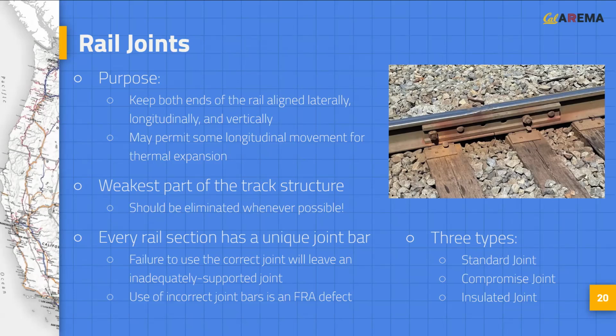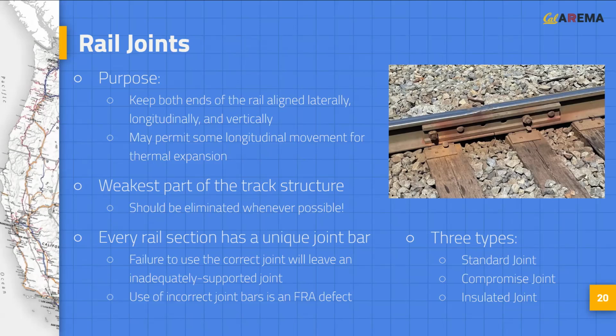The joint is considered the weakest part of the track structure and should be eliminated whenever possible. Joint bars must be matched to the appropriate rail section. Failure to do so will result in an inadequately supported joint and will promote rail defects such as head and web separations and bolt hole breaks, as well as bar failure. As a result, the use of incorrect joint bars is considered an FRA defect.